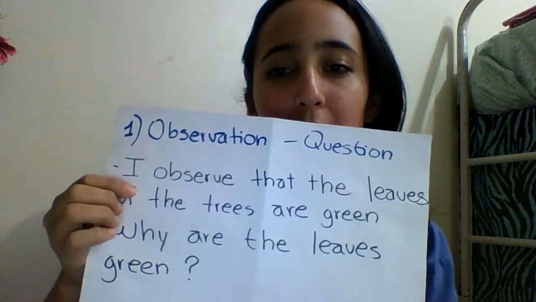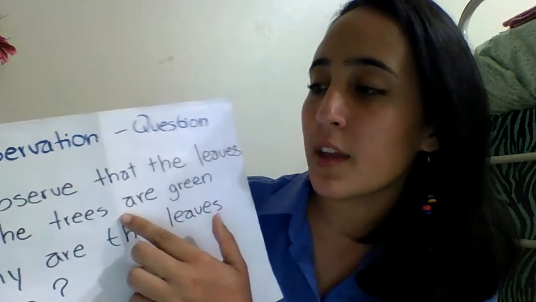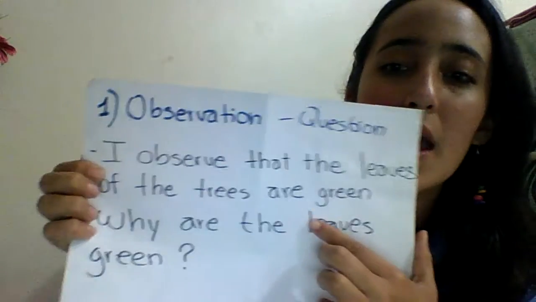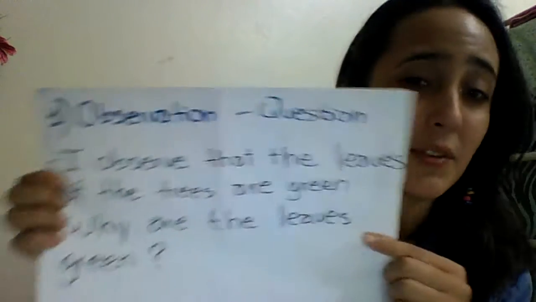You may think the hypothesis is the start of the scientific method, but you will have made some observations first, even if they were informal. What you observe leads you to ask a question or identify a problem. For example, observation and question: I observed that the leaves of the trees are green. Why are the leaves green?